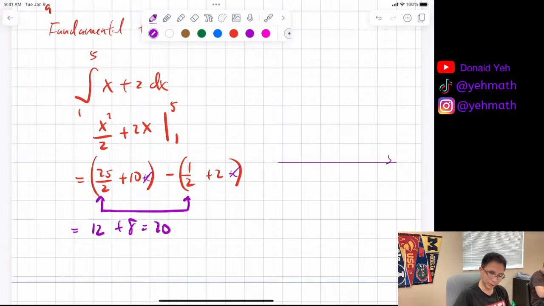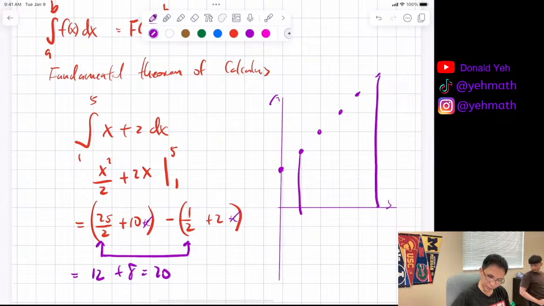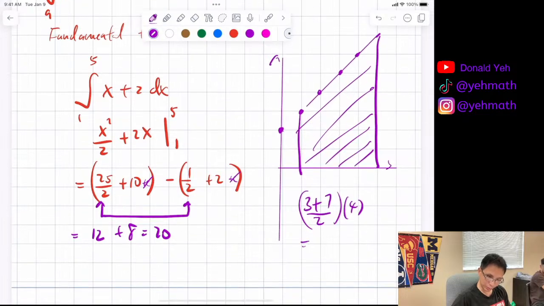Now remember, we can do it geometrically. We can get 20, and this is the area from here to here. So this is the area I'm wondering. It'd be 3 plus 7 divided by 2 times 4. So that is equal to 5 over 4. And that's equal to 20.